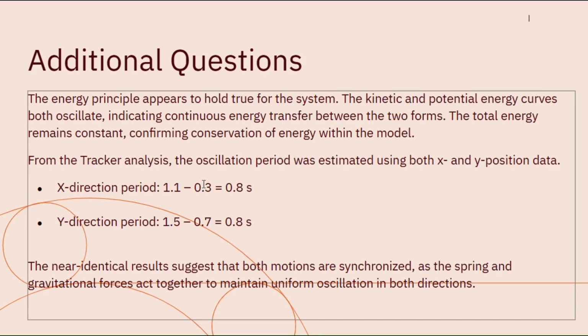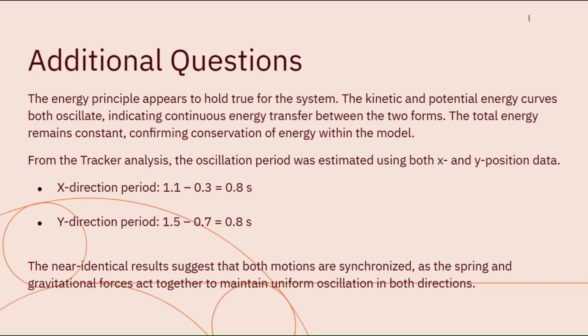Using Tracker data, I calculated the oscillation period in both directions, 0.8 seconds for the x direction, 0.8 seconds for the y direction. Both values are identical. We can conclude that x and y motions are synchronized, and the coupling between the spring force and gravity causes the mass to move smoothly in an elliptical path, maintaining a consistent period in both axes. That's what this agreement kind of means, right? It shows that you can simulate your data and model accurately with the real world oscillations. And that's it. Thanks.